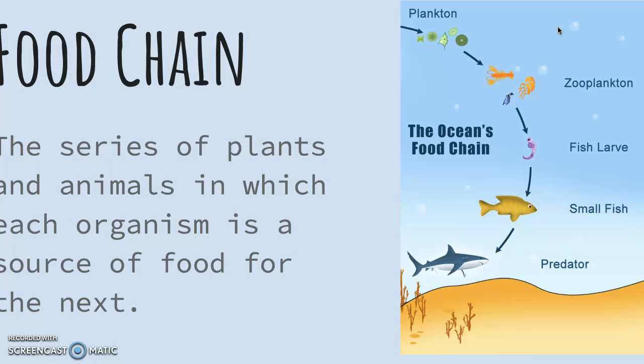In this food chain, we see the plankton that starts at the top. That's like a plant, which is then eaten by zooplankton, the small animal. And then you'll follow the arrow down to see fish larvae. Continue to follow the arrow, a small fish, and then that is consumed by the predator, which is that shark at the bottom. So normally we see pictures of the food chain going up. This food chain is going down progressively. So we just follow the arrows.